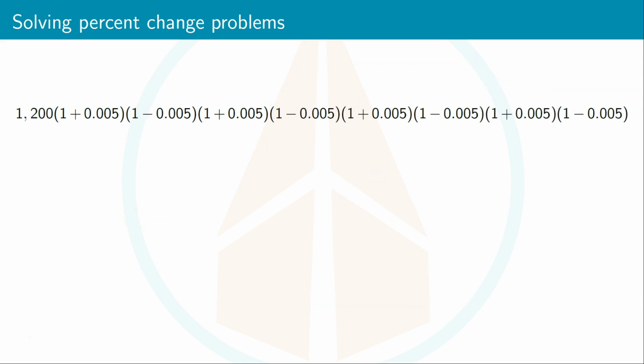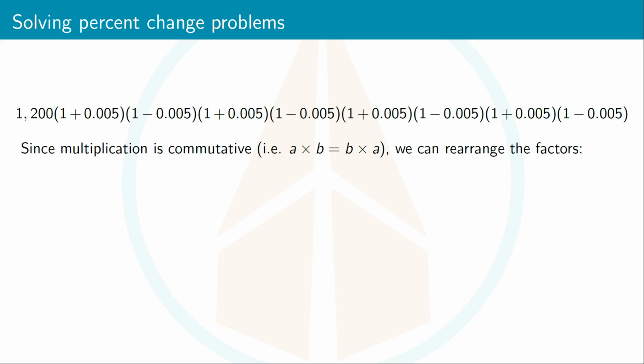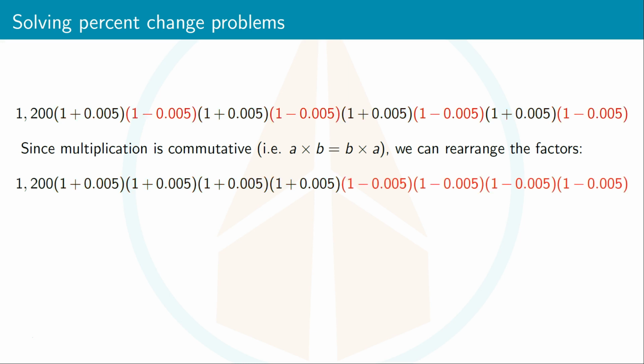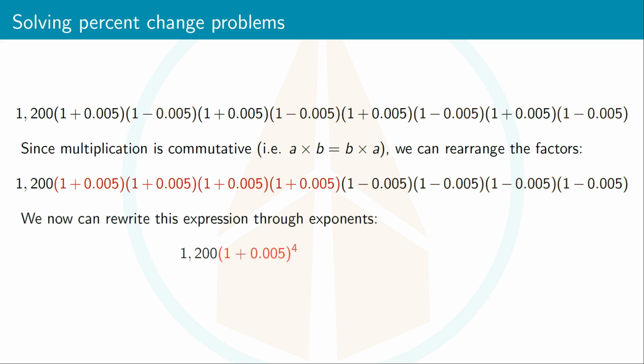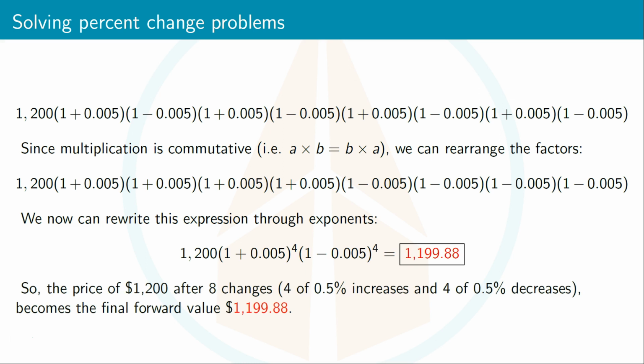Let's consider this process separately now. Because multiplication is commutative, we can rearrange the factors. We can collect all increases together, and we also can collect all decreases together. We can use exponents to simplify this process further. Because exponent is a repeated multiplication, we can write this expression now very simply. The answer will be $1,199.88. This means that the price of $1,200 after 8 changes becomes the final forward value, $1,199.88.